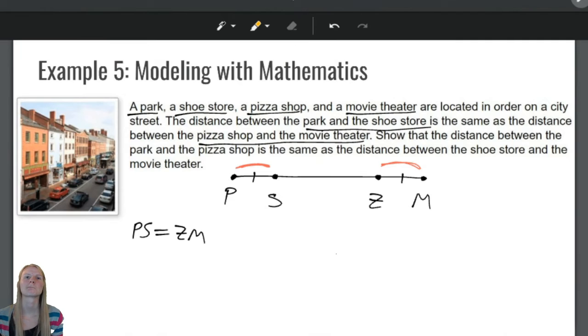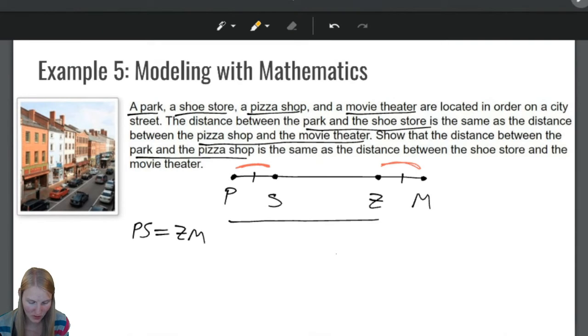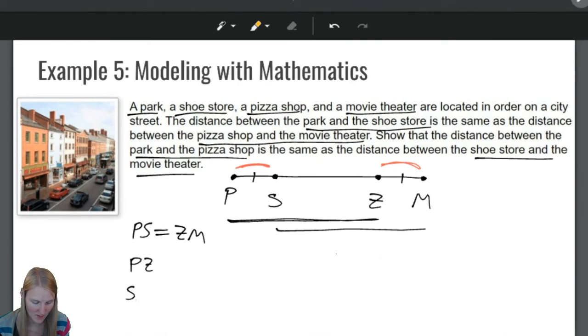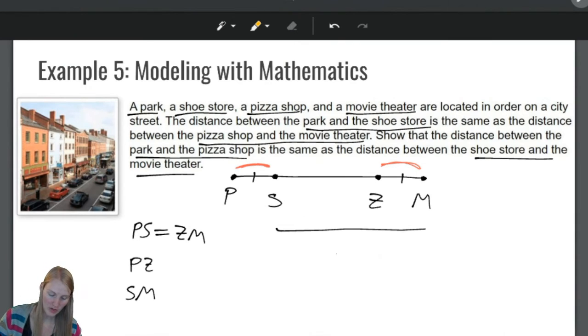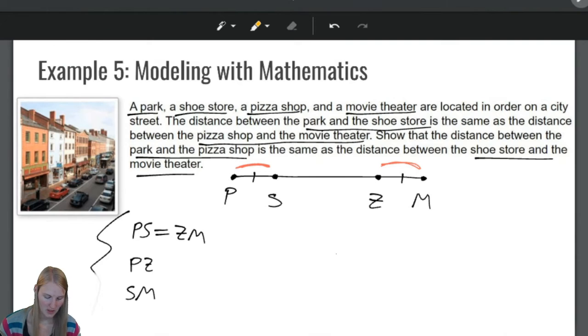Okay. Now, what we wanted to look at, the distance between the park and the pizza shop. So PZ is something we want to look at. And the distance between the shoe store and the movie theater. And then SM is also something we want to look at. This is all we've been told. This is what we have so far.